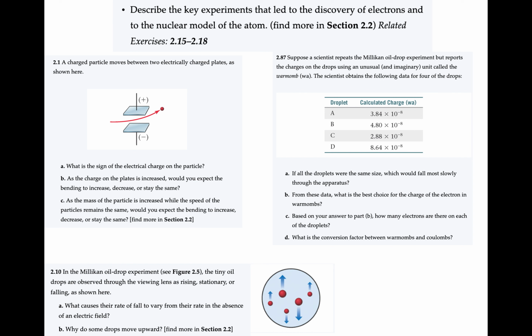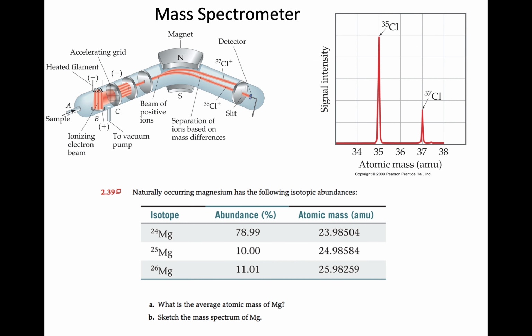The learning objective of describing the key experiments that led to the discovery of electrons and to the nuclear model of the atom can be pretty far-reaching. As I show here from different end of chapter questions, this can be asked in quite a few different ways, so it's understandable why this is a difficult concept.